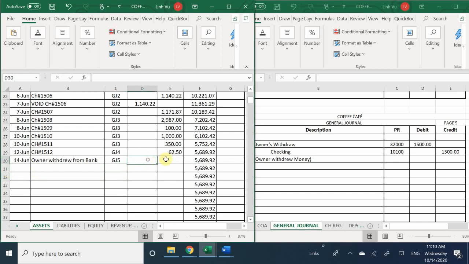All right, and we're decreasing our bank account by 1500. Okay, so therefore my total amount that's currently in my bank account should be $4,189.92. All right. Do I need to go to my subsidiary ledger?